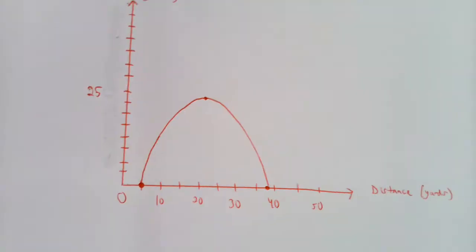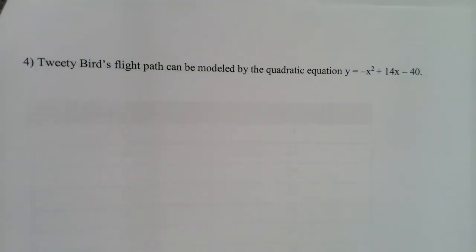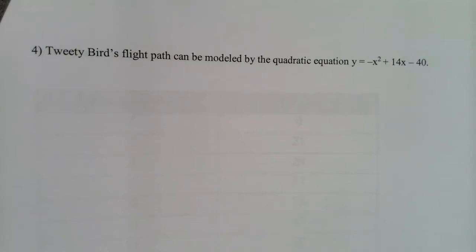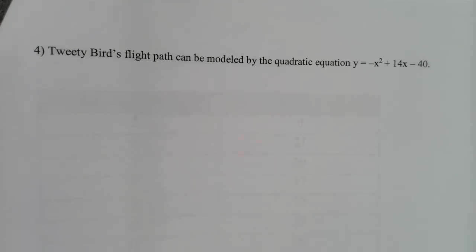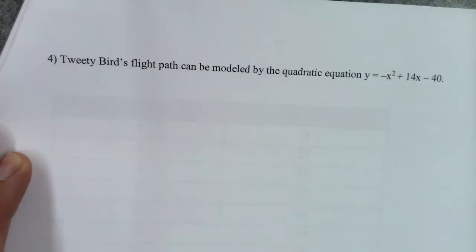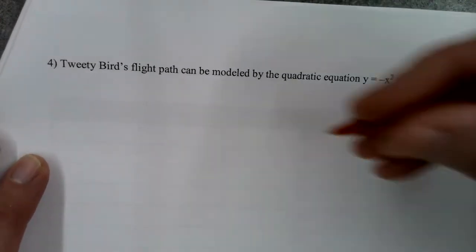Okay. Let's move on to number 4. Number 4, Tweety bird's flight path can be modeled by the quadratic equation y equals negative x squared plus 14x minus 40. We are going to need to find the maximum height. You're going to need the vertex. Okay. Let's get the vertex.